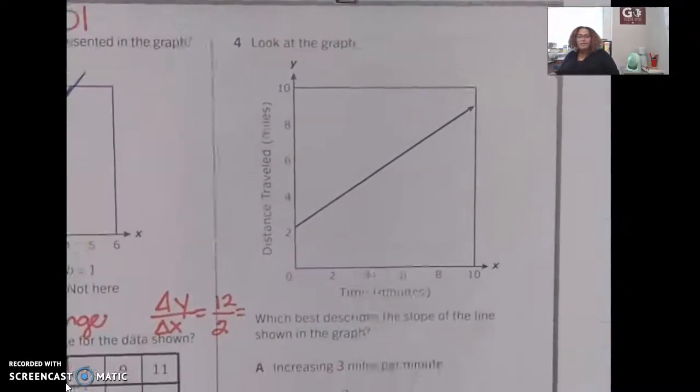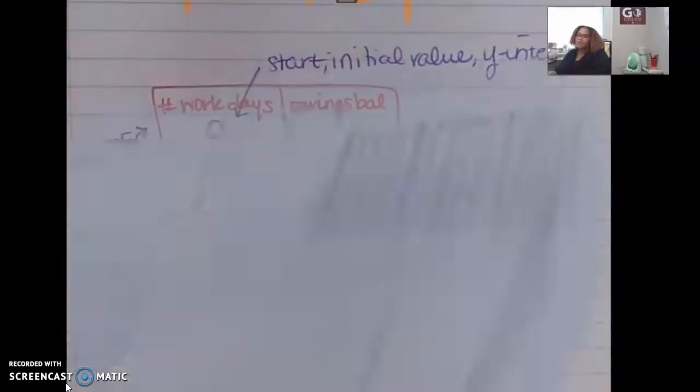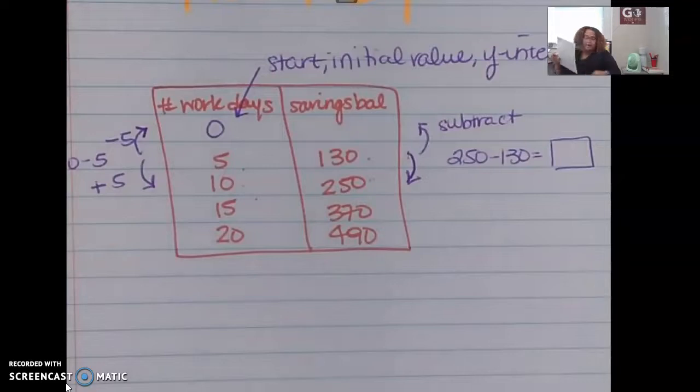Number 4, it says, look at the graph. Oh, my graph doesn't show grid lines. Hold on. Let me see if I have a different copy. I don't think I do. Hold, please.